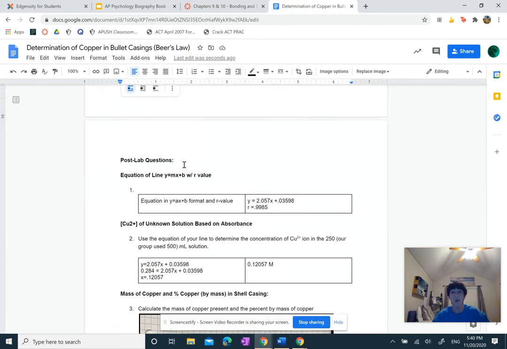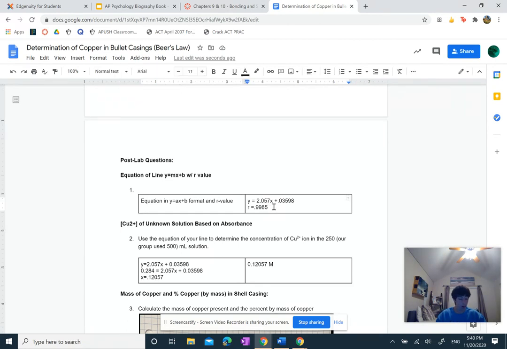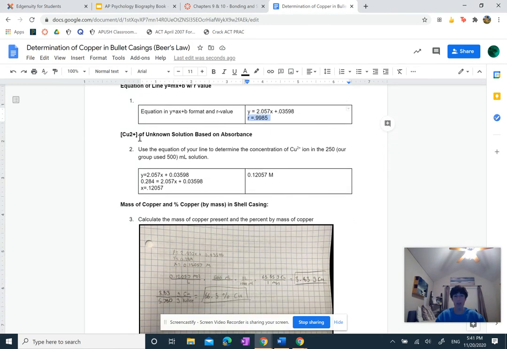Now we've got some post-lab questions. So as I said, these are our A values that we have here. And we have our RMSE as well that we will need to put down. This is our R value right here, which is 0.9985, and the closer it is to 1, the better it is.